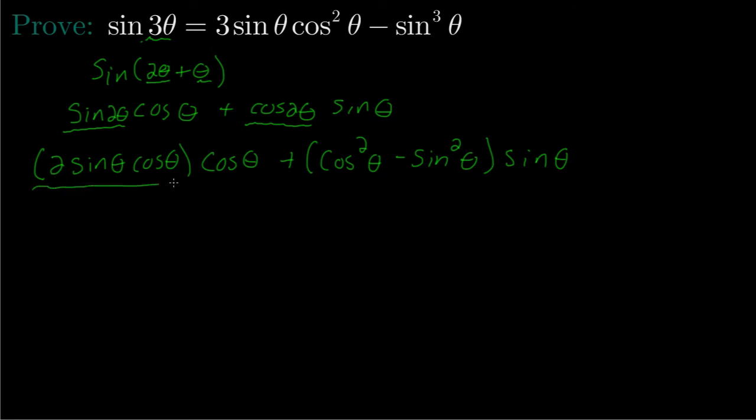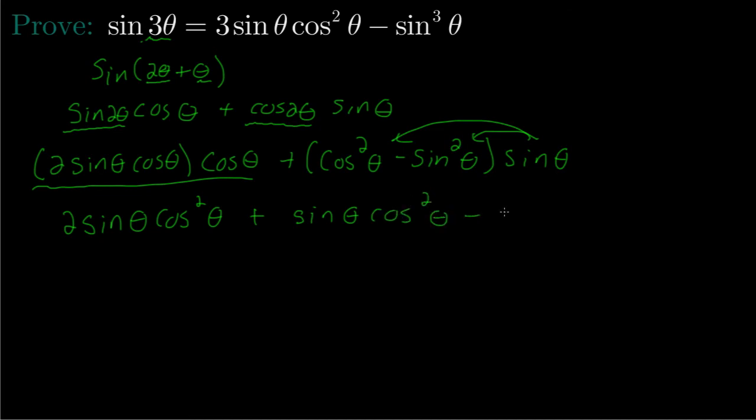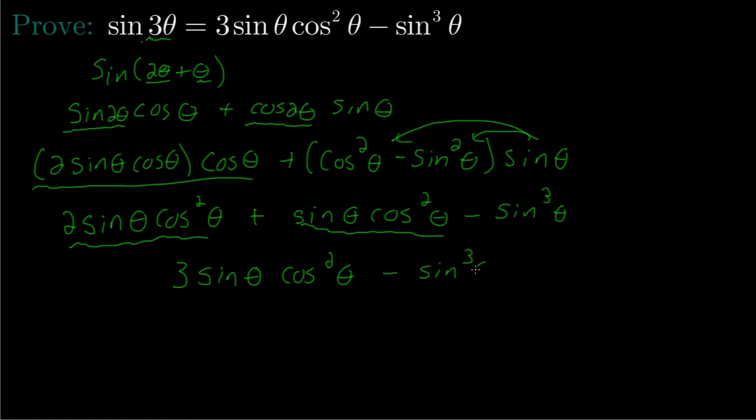The first multiplied out becomes 2 sine theta cosine squared theta, and that's promising because our final answer has sine theta cosine squared theta. And the second one, when I distribute the sine theta to both of these, produces sine theta cosine squared theta minus sine cubed theta. And now we're one step away from finishing. This and this are like terms producing 3 sine theta cosine squared theta. The last thing is minus sine cubed theta, and that's exactly what we were attempting to prove.